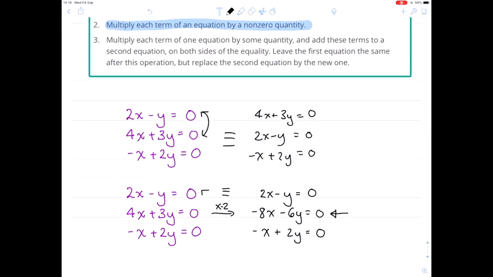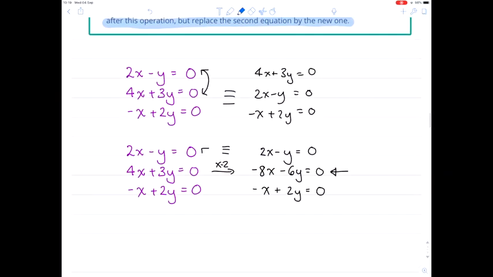The final thing that we can do, which sounds a little bit more tricky, is we can multiply each term of one equation by some quantity, so we already know we can do that, and add these terms to a second equation on both sides of the equality. And we leave the first equation the same, but replace the second equation with the new one. So what's this saying? This is saying that I can, for example, multiply, so I'm going to work with these two rows. So let's just get a copy of this.